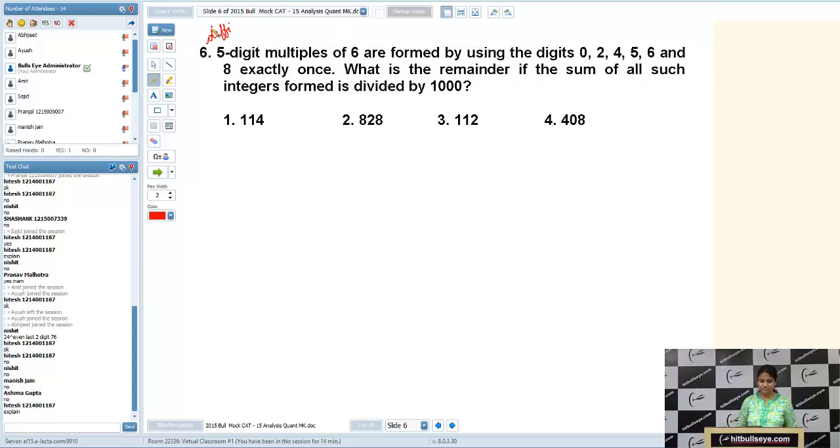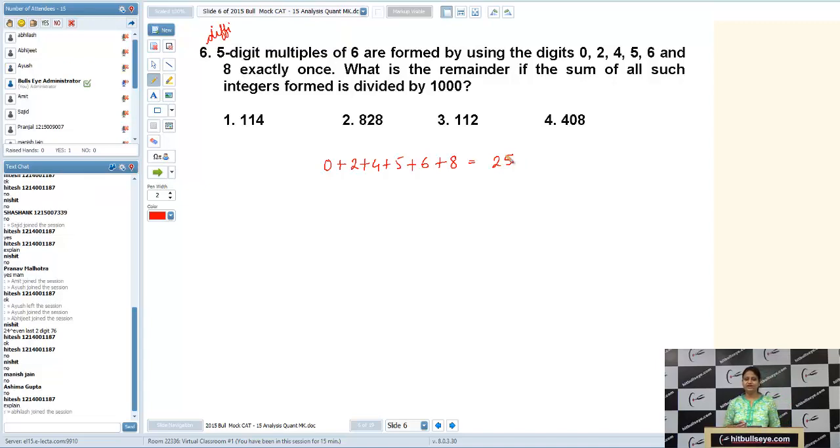It says 5-digit multiples of 6 are formed by using the digits 0, 2, 4, 5, 6 and 8 exactly once. What is the remainder if the sum of all such integers formed is divided by 1000? See, we need a 5-digit multiple of 6. What is the divisibility rule of 6? Any number which is divisible by 2 as well as by 3 will be divisible by 6. So, if we take all these digits, 0 plus 2 plus 4 plus 5 plus 6 plus 8, it comes out to be 25. The total sum of all 6 digits is 25, but we need a 5-digit multiple. It means we want to drop one digit.